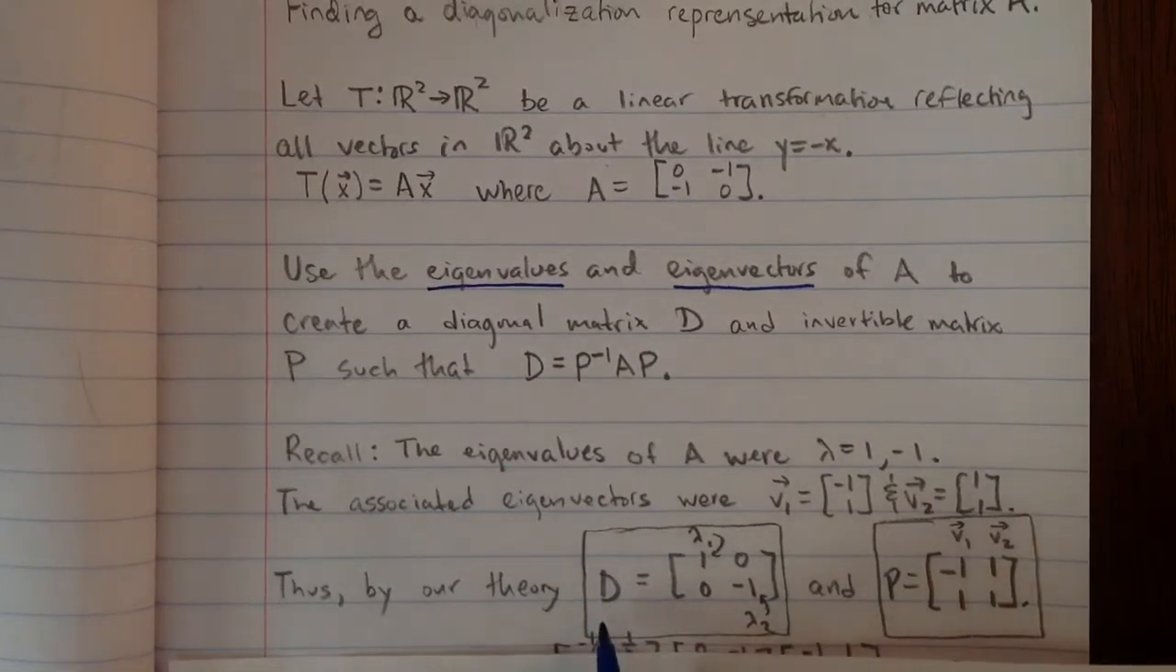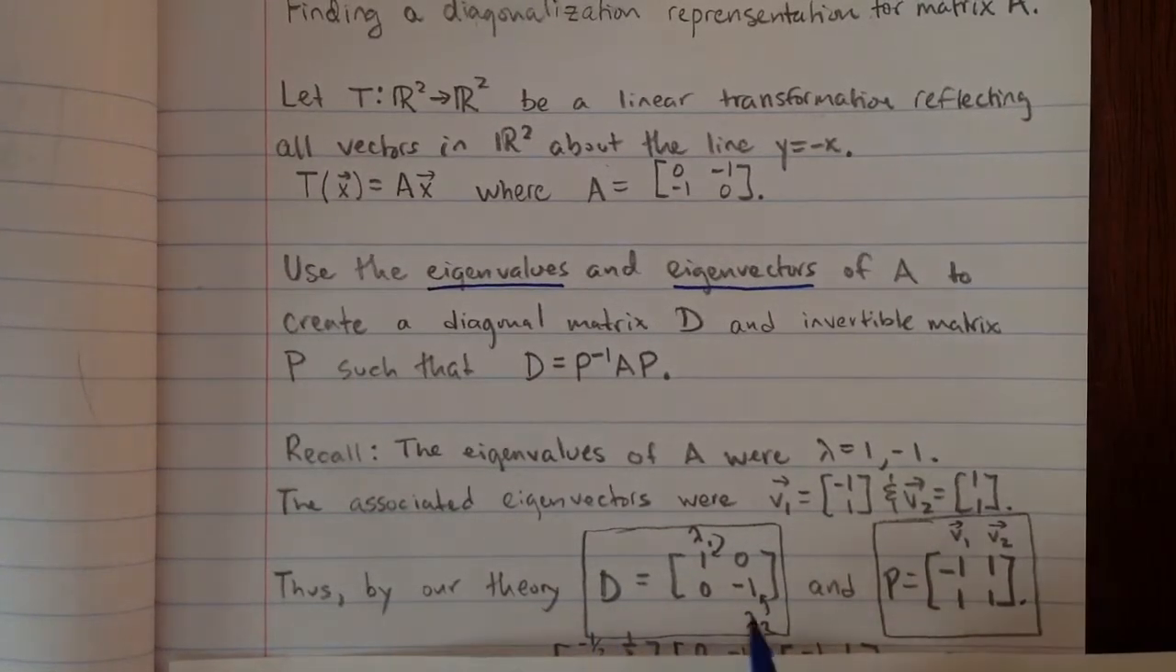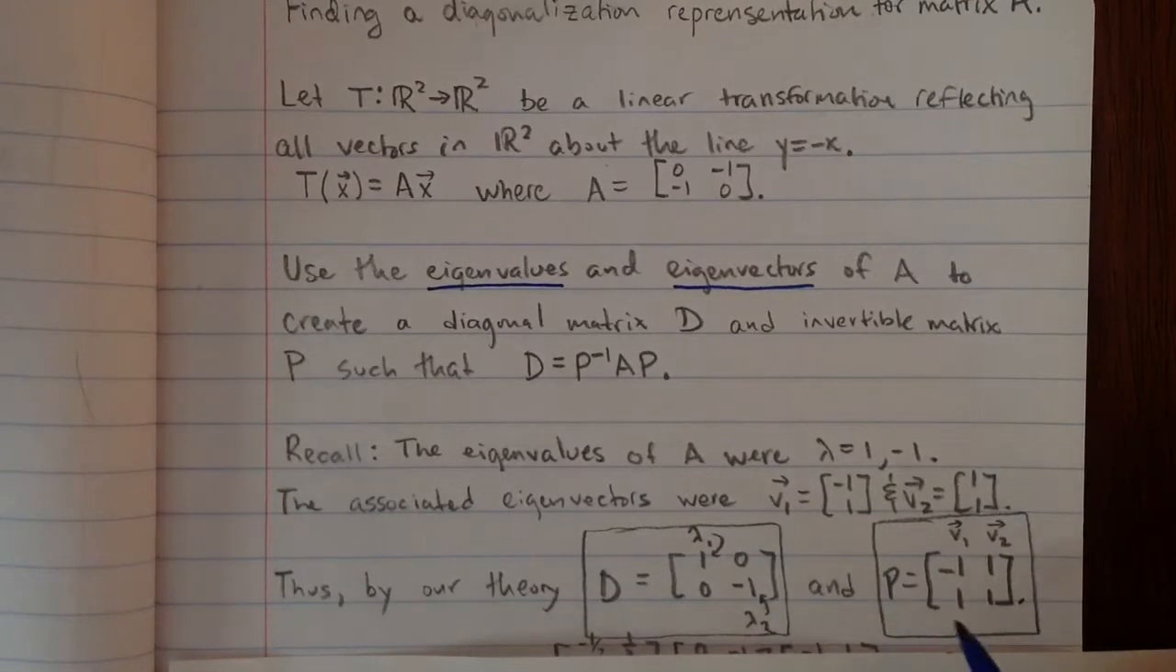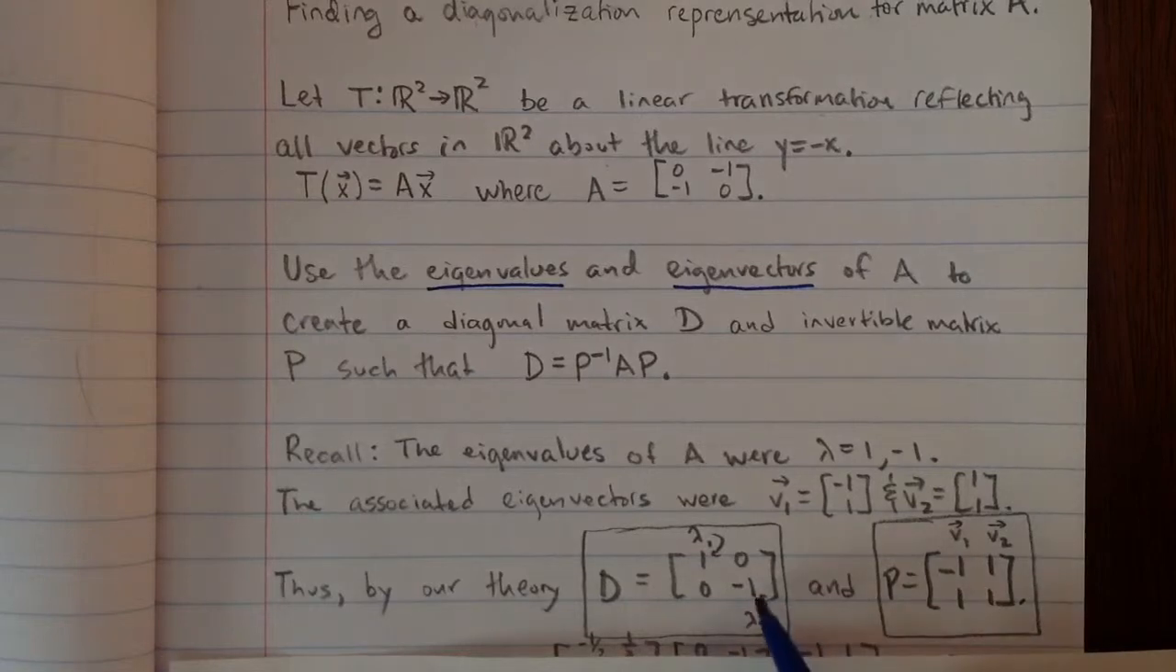By our theory, our diagonal matrix is just going to be a diagonal matrix with zeros on the off diagonal, and on the diagonal we'll have those eigenvalues. I chose to put 1 up here at the top and -1 at the bottom. I called those lambda 1 and lambda 2. And the corresponding eigenvectors will make up this matrix P. So the eigenvector corresponding to 1, if I put 1 first, I need this vector first in this representation. I have to have it that way. So I have -1, 1 for this column, and 1, 1 corresponding to that -1 eigenvalue for the last column.